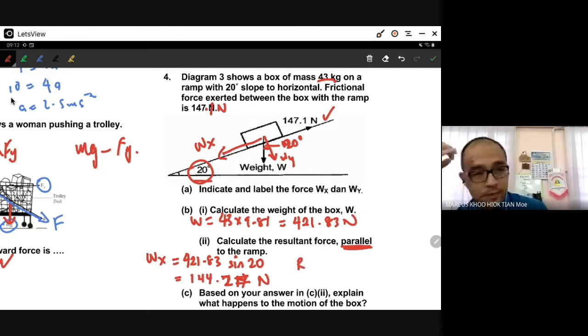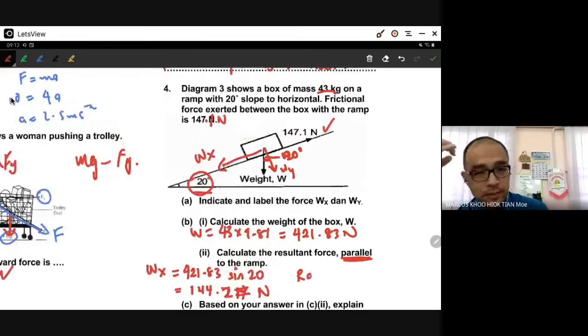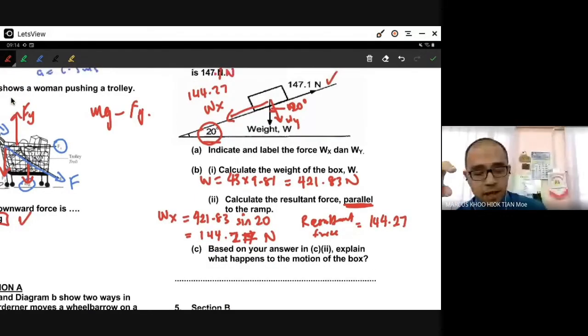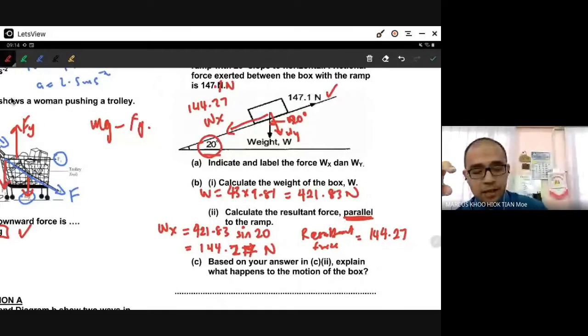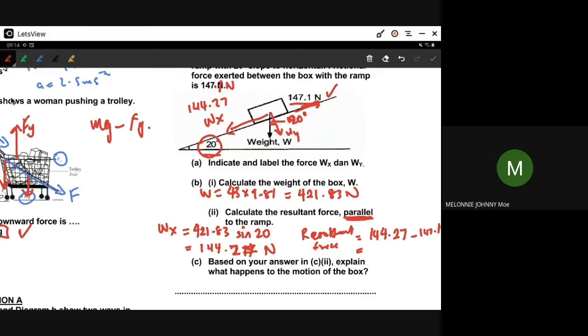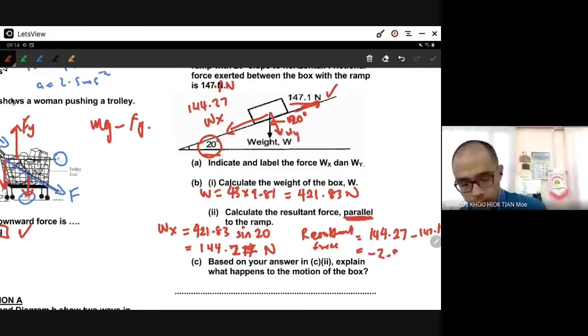So what is the resultant force? Louis, can you tell me what is the resultant force based on this? If you think about it, the downward component is 144.27, but the upward component, the frictional force, is 147.1. So the resultant force is one minus the other lah. Kalau kamu tulis 144.27 minus 147.1, also no problem. You will get negative 2.83 newtons.